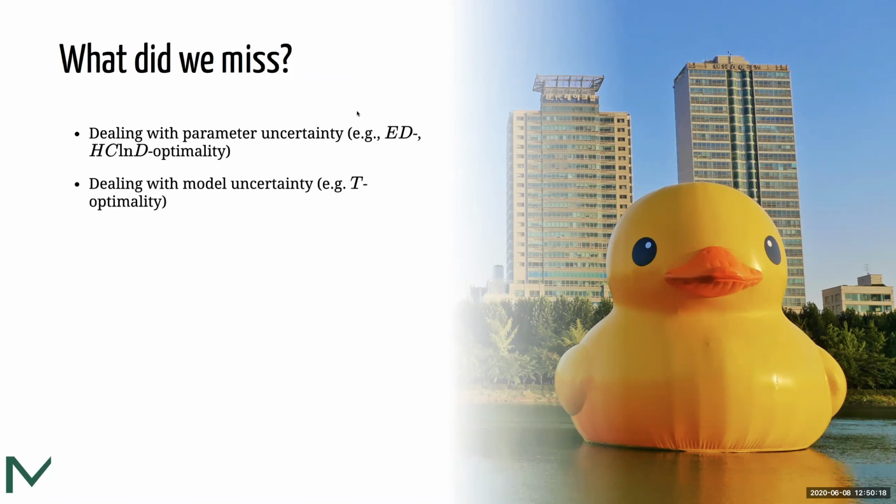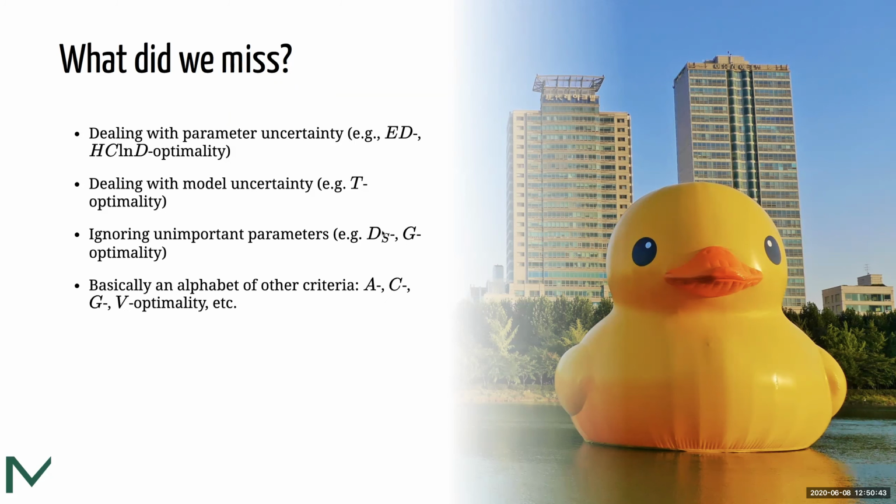We can also deal with uncertainty around the structure of the model. So we may not know for sure if we're using linear clearance or nonlinear clearance in our final model fit. Maybe we don't know for sure if it's 1 or 2 compartments, something like that. So there are criteria to deal with that as well. You can focus on particular parameters if you like. If you don't really care about every single parameter in that model, there are criteria to deal with that. And there's basically a whole alphabet of other optimality criteria that do different things.